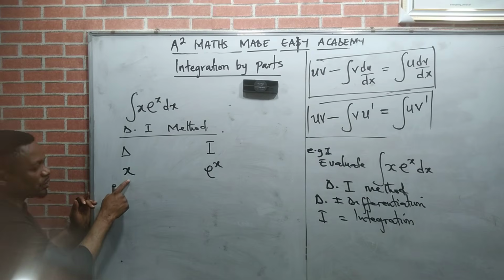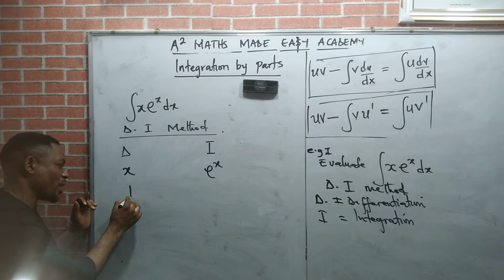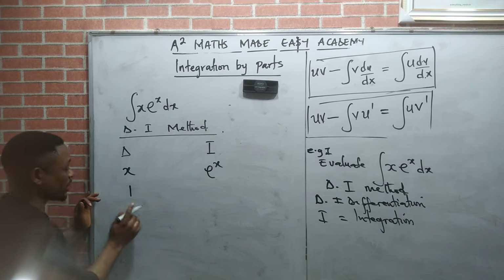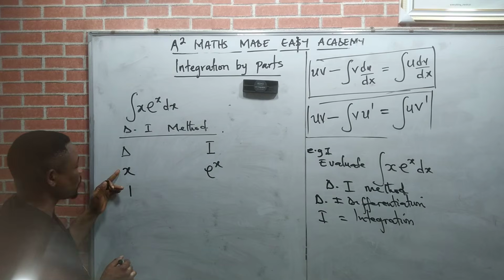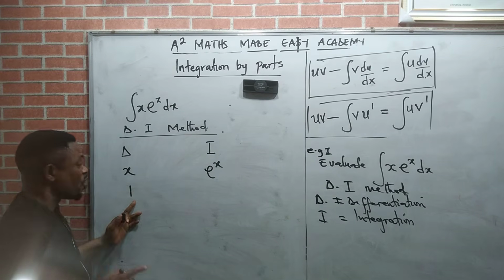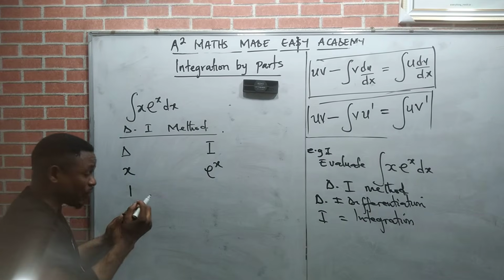Now let's go. First we differentiate x. X will give you 1. For those of you that may be coming into my YouTube channel right now and wondering how we get that, when we differentiate x, the result is 1. Check my previous videos, but let me do it for clarity's sake.